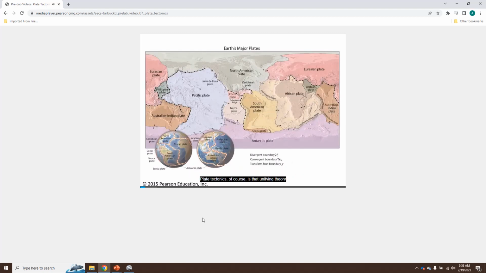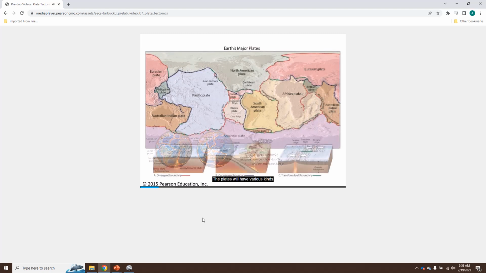Plate tectonics, of course, is that unifying theory of modern geology that says the outermost rocky layer of our planet is broken into a series of pieces, and those pieces move relative to one another like giant slabs or plates. These plates can consist of continents, they can consist of the rock that floors the bottom of the ocean basins, or both. So like the North American plate, for instance, includes both continental lithosphere and oceanic lithosphere.